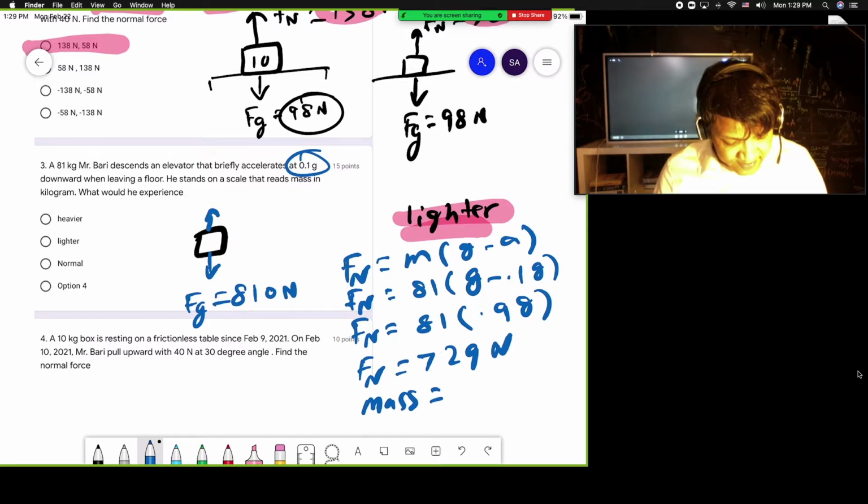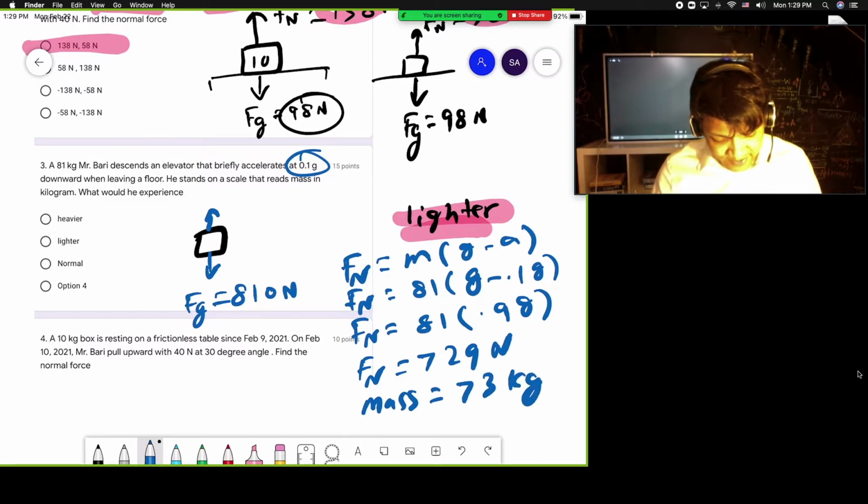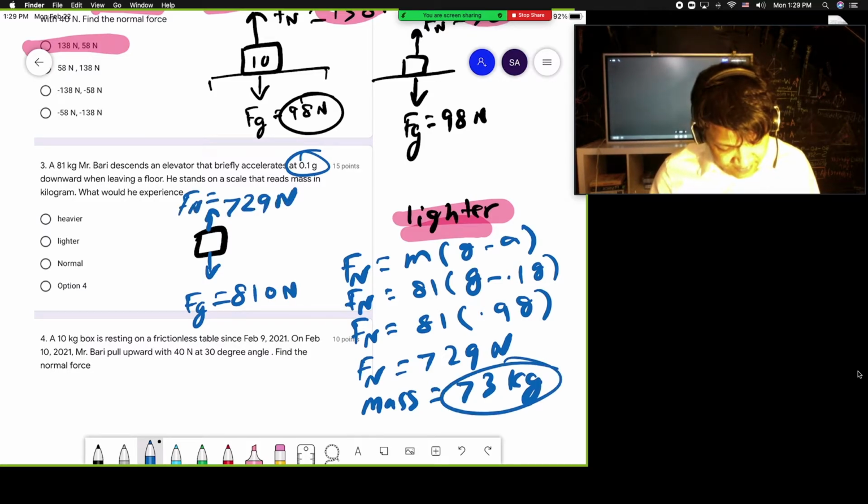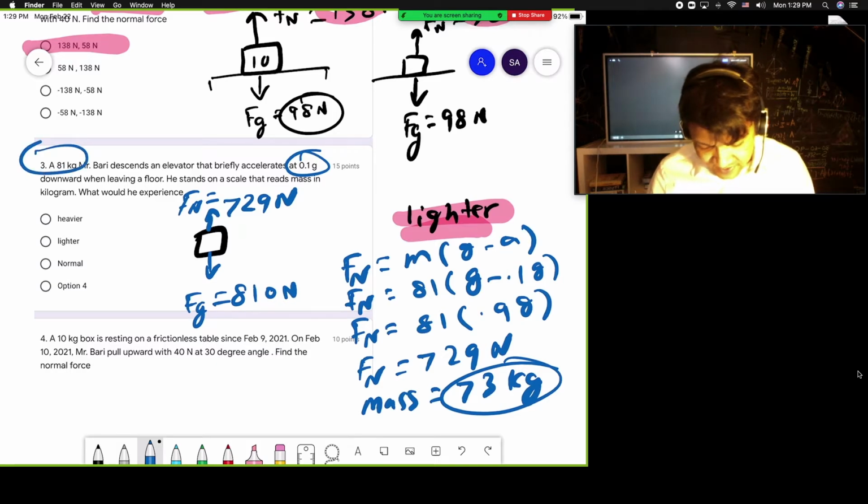So Fn is 729 Newton, and the scale will read about 73 kilogram. The person is 81 kilogram, so the apparent weight loss is 8 kilograms. So the person will feel lighter. The person will feel lighter, of course.